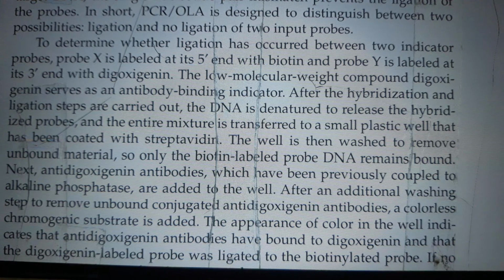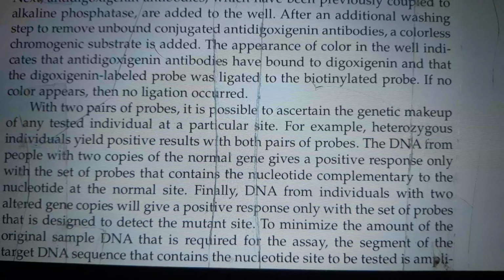Next, anti-digoxigenin antibodies, which have been previously coupled to alkaline phosphatase, are added to the well. After an additional washing step to remove unbound conjugated anti-digoxigenin antibodies, a colorless chromogenic substrate is added. The appearance of color in the well indicates that anti-digoxigenin antibodies have been bound to digoxigenin and that the digoxigenin labeled probe was ligated to the biotin labeled probe. If no color appears, then no ligation occurred.